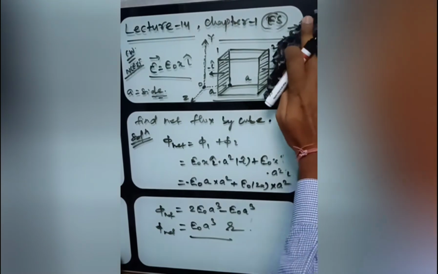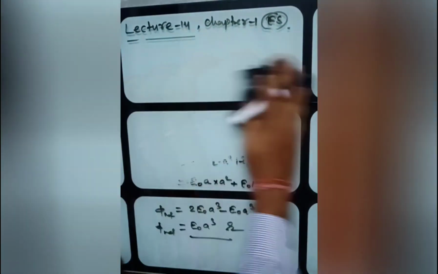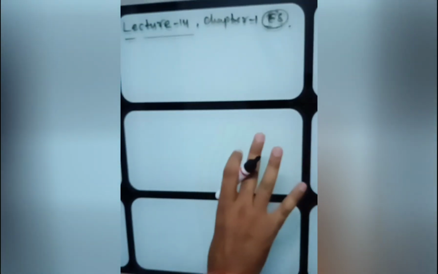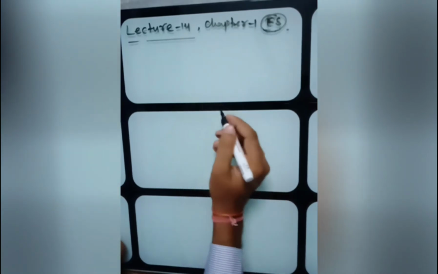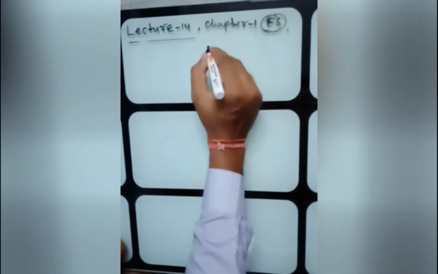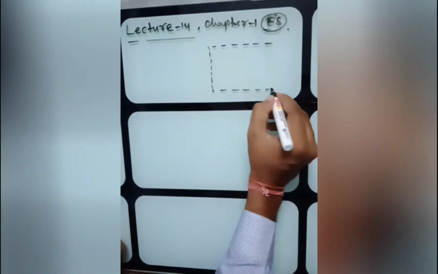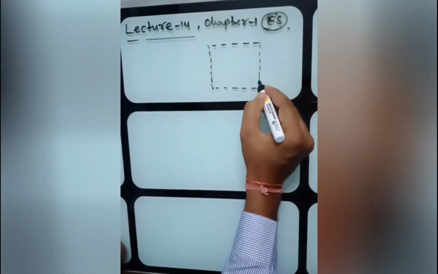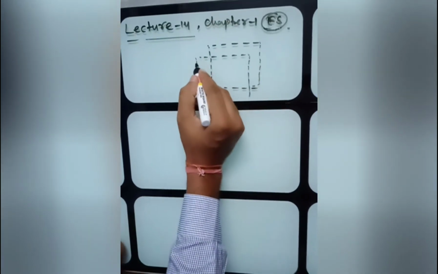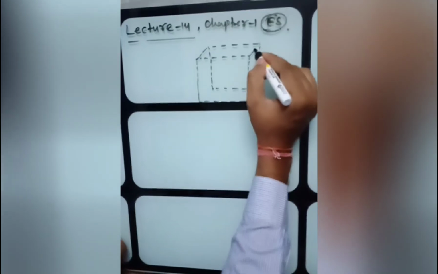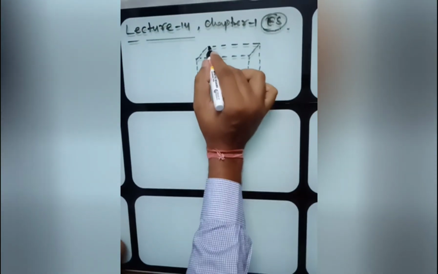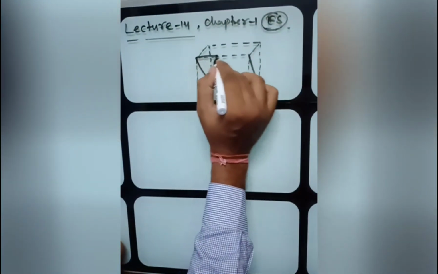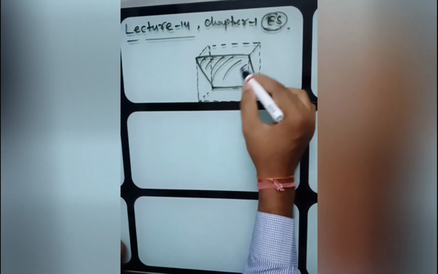Okay, next question, students, for practice. This question I'm giving you has been asked in IIT-JEE, but remember this question is very simple. By using your IQ you can solve this question easily. Again, you have a cube. You have to find the electric flux not by the side faces, but the electric flux due to this diagonal face.